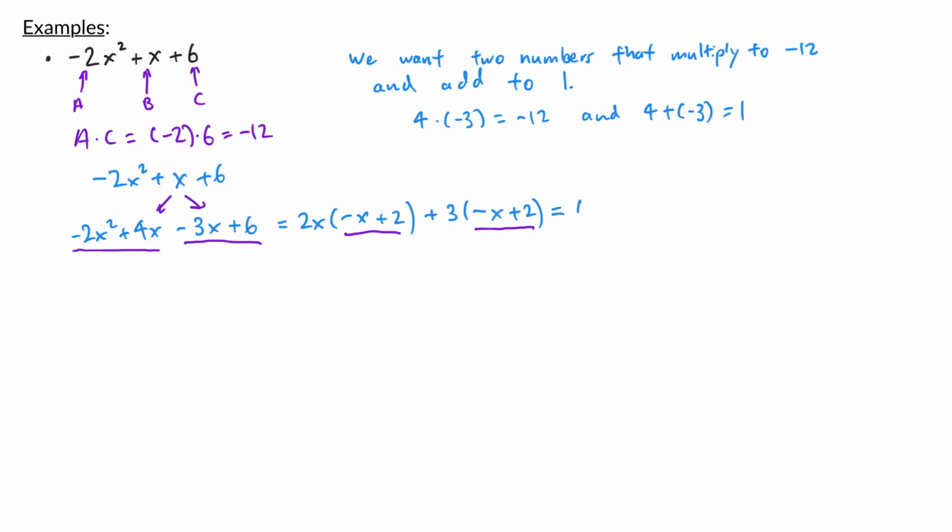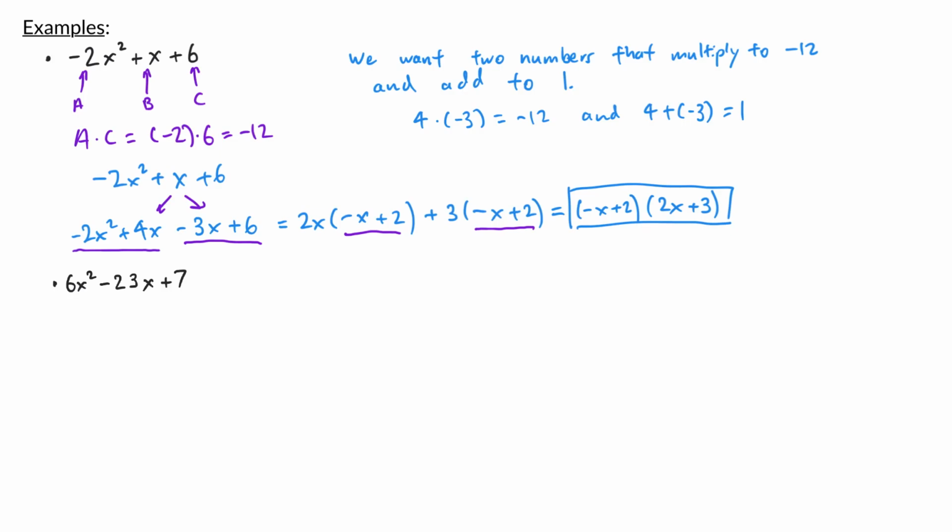So factoring out the negative x plus 2, what's remaining is 2x from the first group and plus 3 from the second group. So we see here that negative 2x squared plus x plus 6 factors as negative x plus 2 times 2x plus 3. Again, if you wanted to, you can check that this is the correct factorization by multiplying out negative x plus 2 times 2x plus 3. If you do that, you'll confirm that you get the polynomial negative 2x squared plus x plus 6.